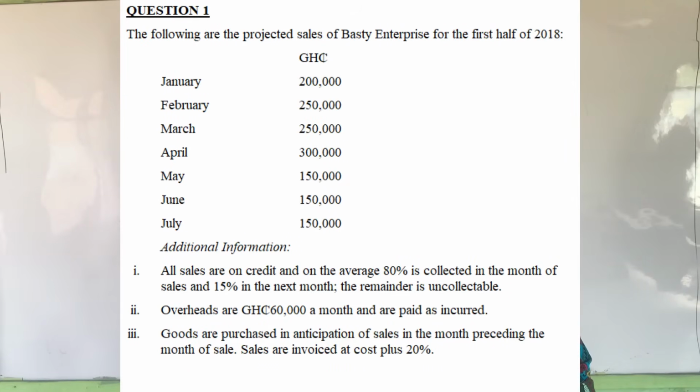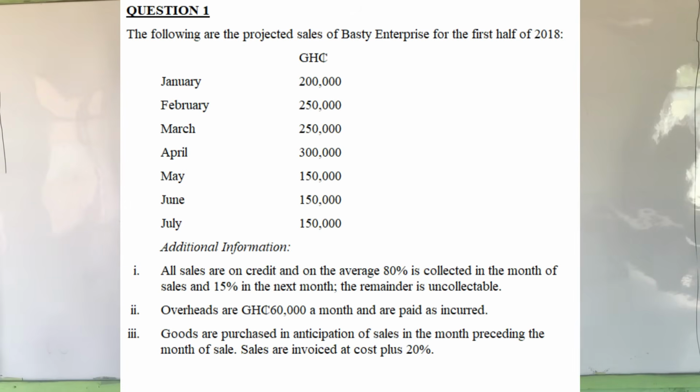The following are the projected sales of Basti Enterprise for the first half of 2018. So these are the projected sales for the 2018 year. January, we have 200,000 Ghana cedis. February 250,000, March 250,000, April is 300,000, May is 150,000, June 150,000, and July is 150,000. So these are projected sales.